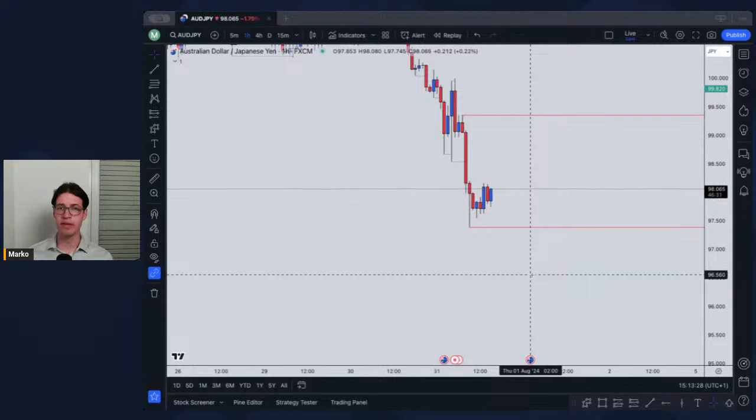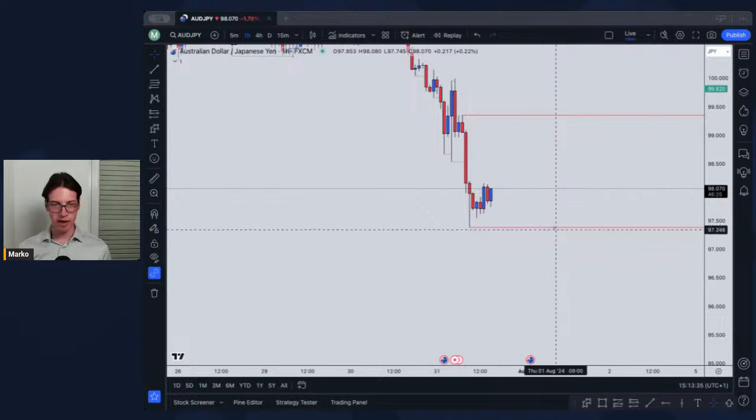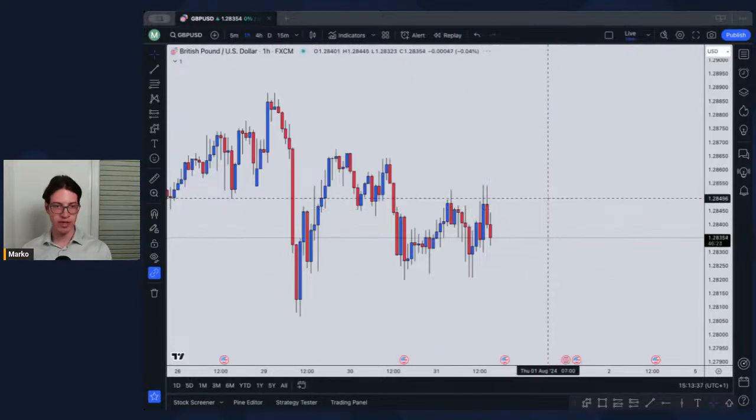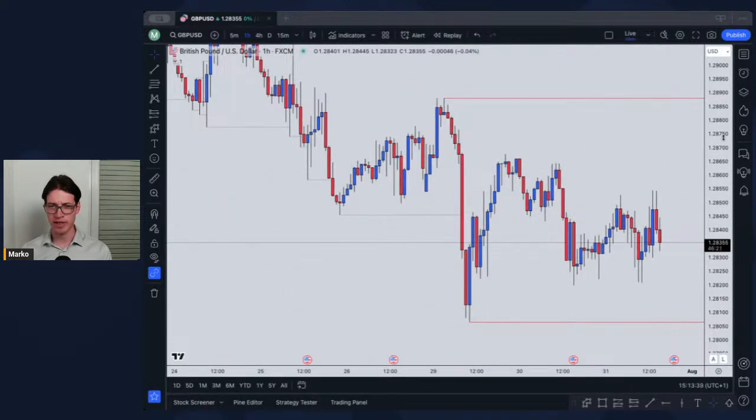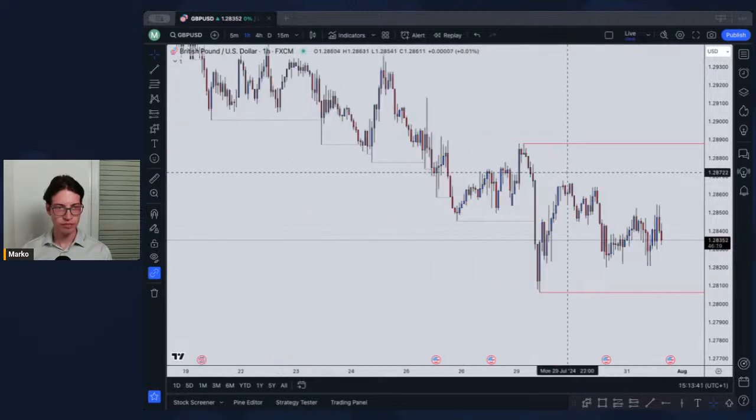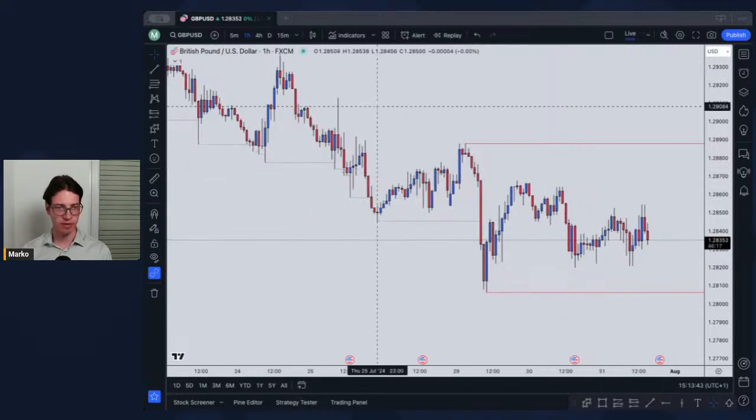So I'm going to leave this pair alone currently. I'm going to be more patient because I'm not seeing high probability price action. And we're going to move on to the pound and the US dollar, which has been really corrective and really flat. So nothing much was happening on the pound.